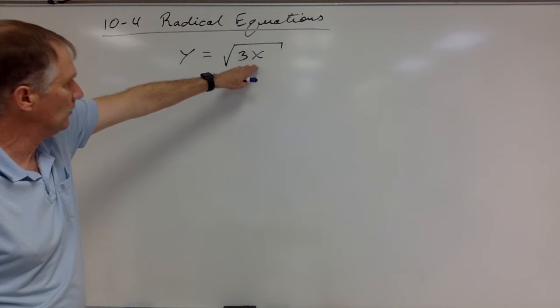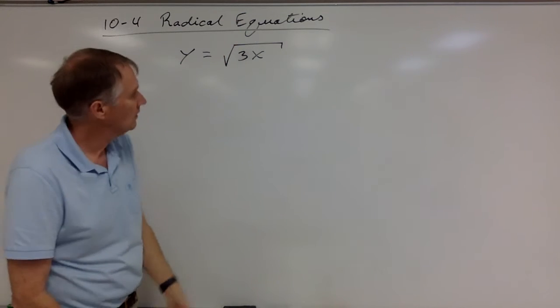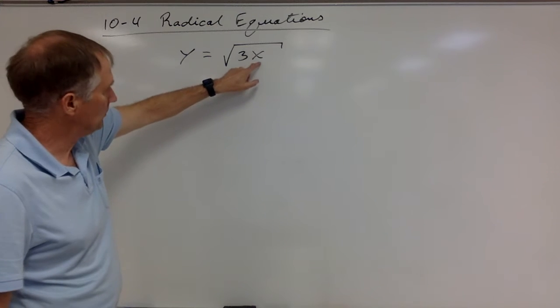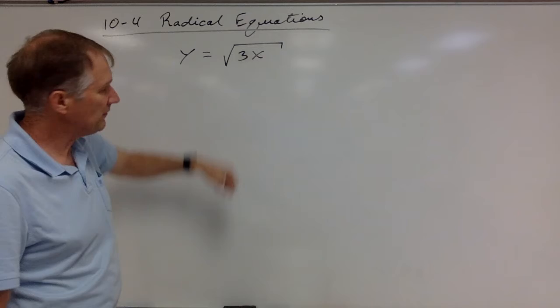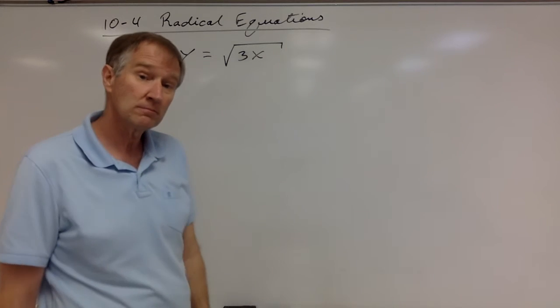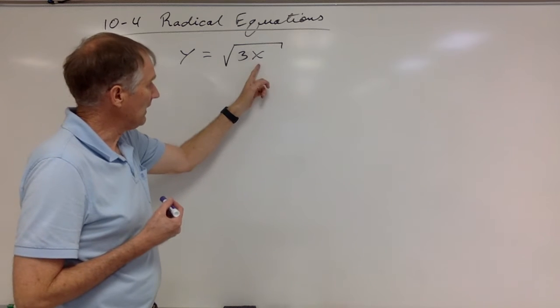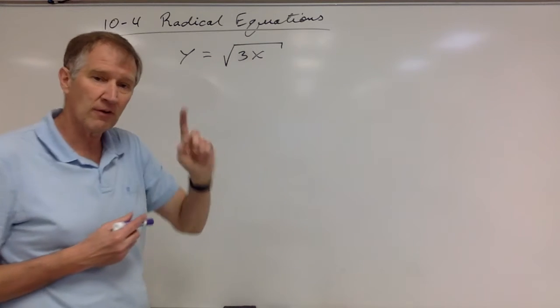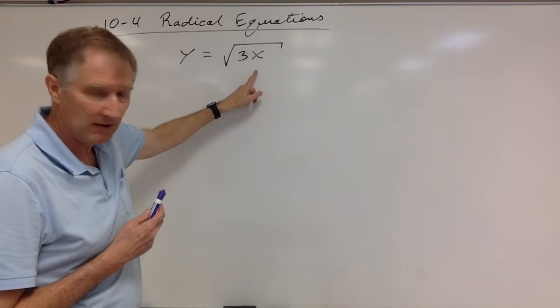If you put in the value of x, say x is equal to 2, then put 3 times 2, take the square root on your calculator, you can get the value of y. But what if you had to solve for x? I need to isolate the variable I'm looking for. This is already isolated for y, but what if I want to solve for x?